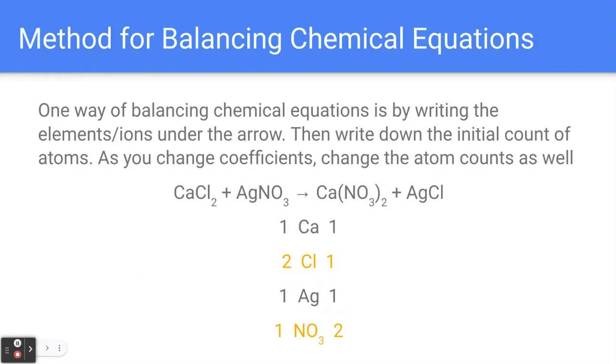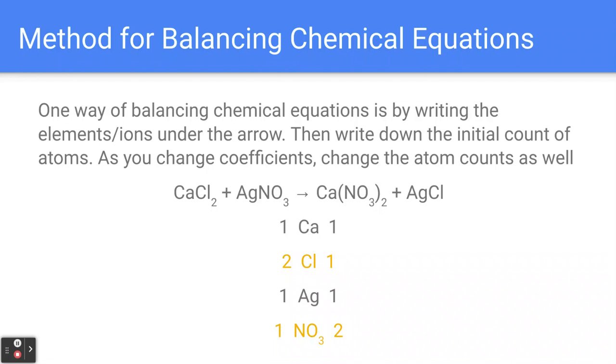So here is my method for balancing chemical equations. I typically make a list right underneath that arrow, and that list includes all of the different elements or maybe polyatomics that I'm dealing with. You can see here that I have the polyatomic NO3 on both sides. It doesn't split up. So you can keep it just the same. You can keep it as just NO3 and count that as a group.